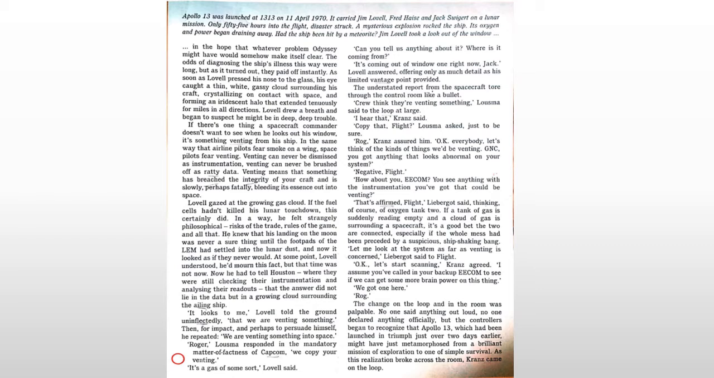Now this is the communication between the space center and the spaceship. Can you tell us something about it? Where is it coming from? It's coming out of window 1 right now, Jack, Lovell answered, offering only as much detail as his limited vantage point provided. That is the place where he had the view. It's limited. He could only see it coming out of window 1. The understated report from the spacecraft tore through the control room like a bullet.